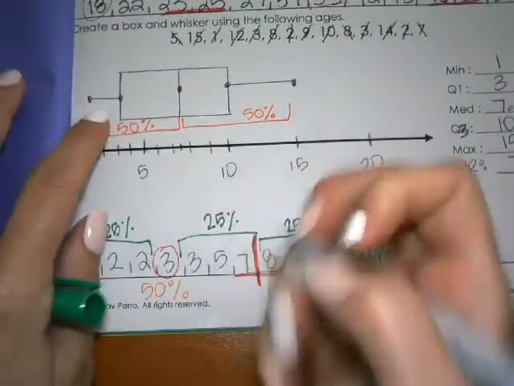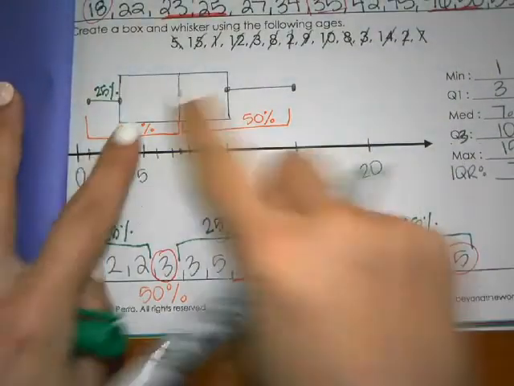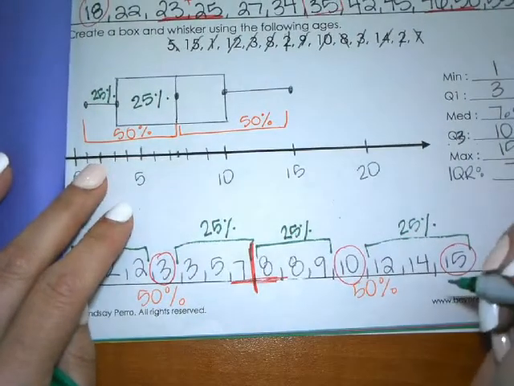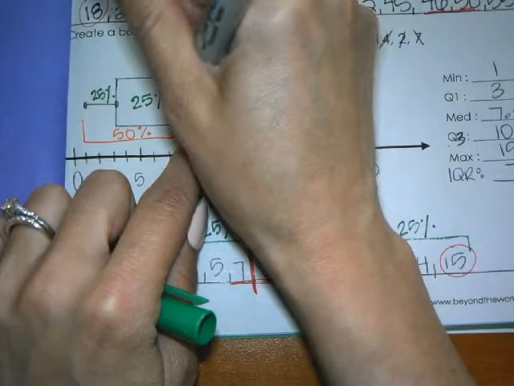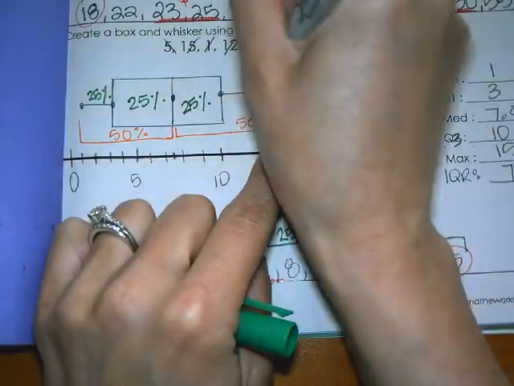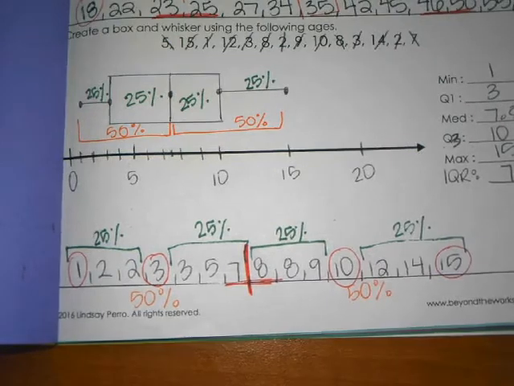So that means that this whisker is 25% of my data. This first part of my box is 25% of my data. The second part of my box is 25% of my data, and the last whisker is 25% of my data. It doesn't matter how big or small, if they're equal or not, it is always 25% of your data because you're splitting it based on the medians. You're splitting everything in half. Does that make sense, guys?